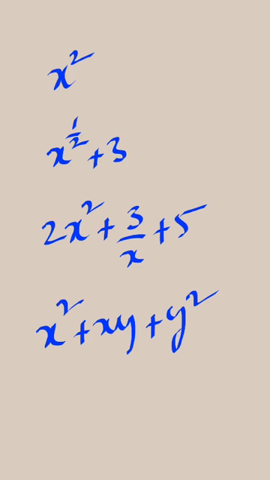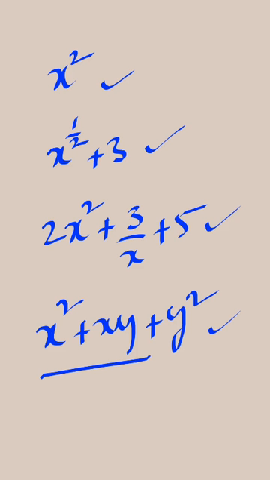These are all algebraic expressions, but these are not all polynomials. The difference between algebraic expressions and polynomials is 2 points you have to remember. Here you see the first one, x square, is an algebraic expression and also a polynomial. And the fourth one, this is also an algebraic expression and a polynomial. But coming to these two, they are not polynomials. These are algebraic expressions but not polynomials.